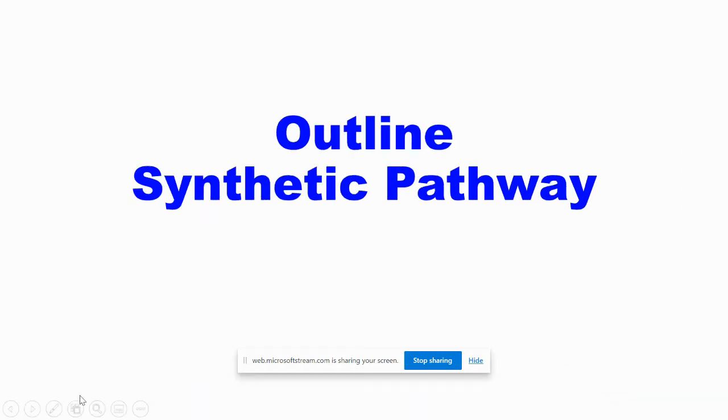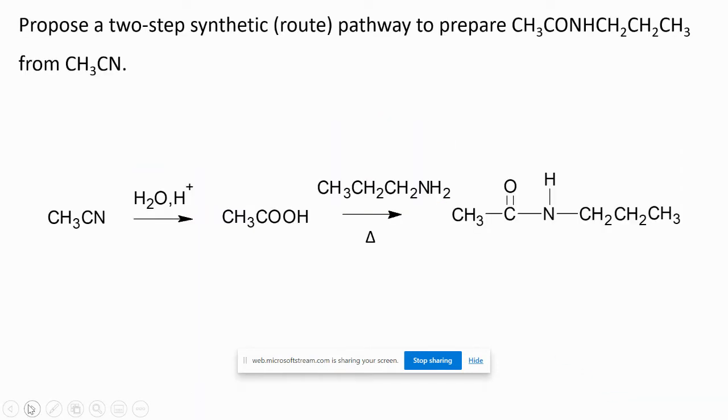Outline synthetic pathway. Okay, so how to answer this kind of question? First of all, let's have a look at the question. It says here, propose a 2-step synthetic pathway to prepare CH3CONHCH2CH2CH3 from CH3CN. So the first thing that you must know is that it starts from CH3CN, and then finally we will get CH3CONHCH2CH2CH3.